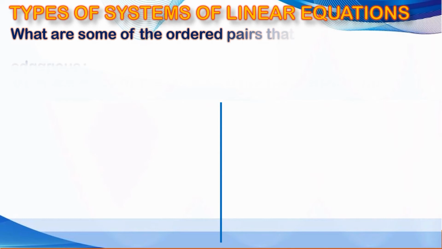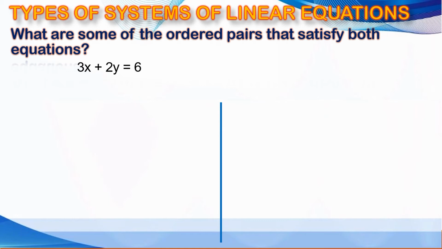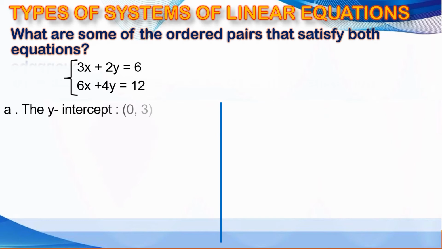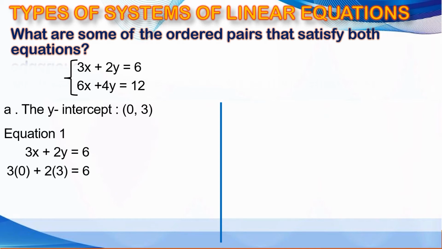And now, let us try some points and determine whether these ordered pairs, when substituted to both equations, will yield a true statement. Say for example, we have the system of equations 3x plus 2y equals 6 and 6x plus 4y equals 12. Using the y-intercept, which is (0, 3), we're going to substitute to the first equation and the second equation. So 3x plus 2y equals 6 becomes 3 times 0 plus 2 times 3 is equal to 6. 3 times 0 is 0, 2 times 3 is 6, so 0 plus 6 is equal to 6, and 6 is equal to 6 is a true statement.